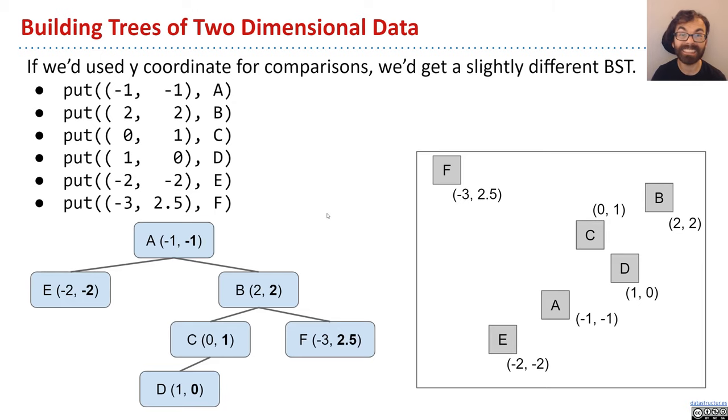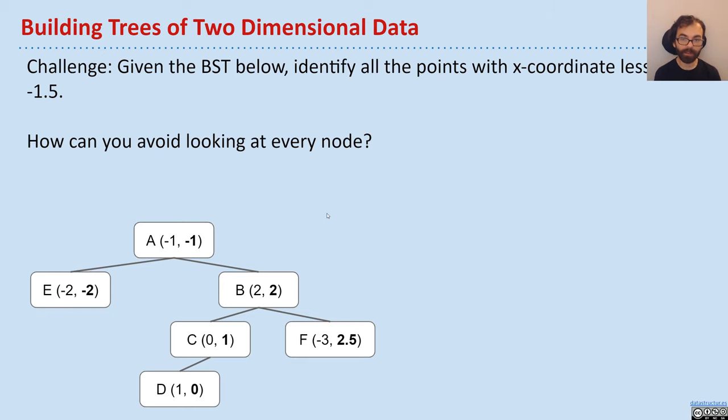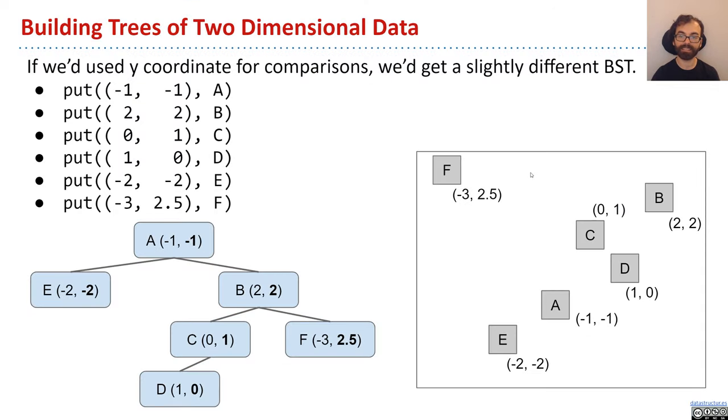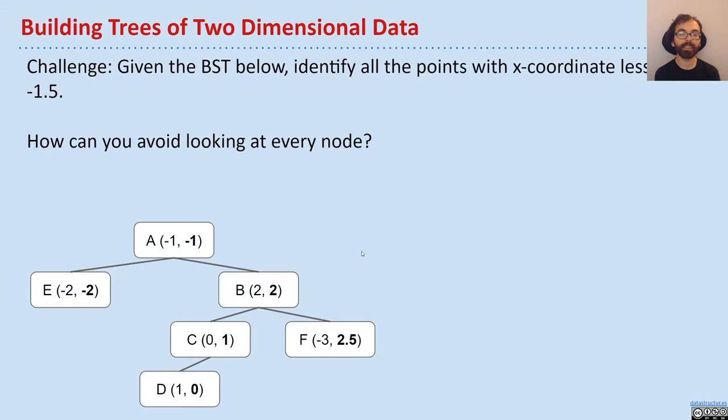And so now if I ask that same exact question, how do we find all points with x coordinate less than negative 1.5? I'd like you to think about how would you find them in this binary search tree? Where are the points that have x coordinate less than minus 1.5? Is there some way to do some kind of pruning? Give it a shot.